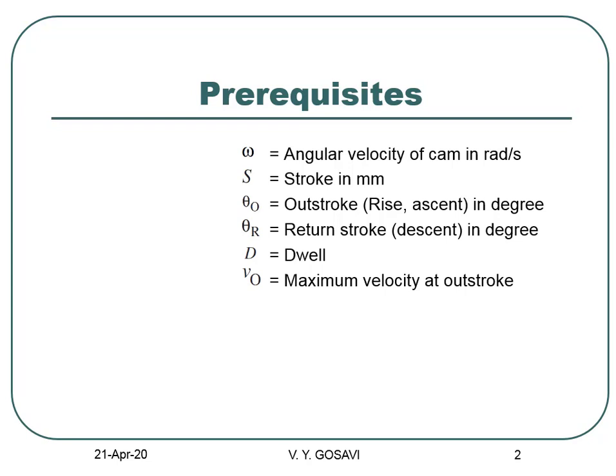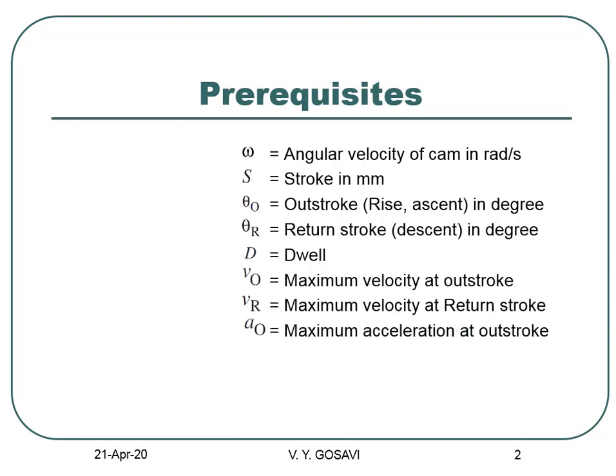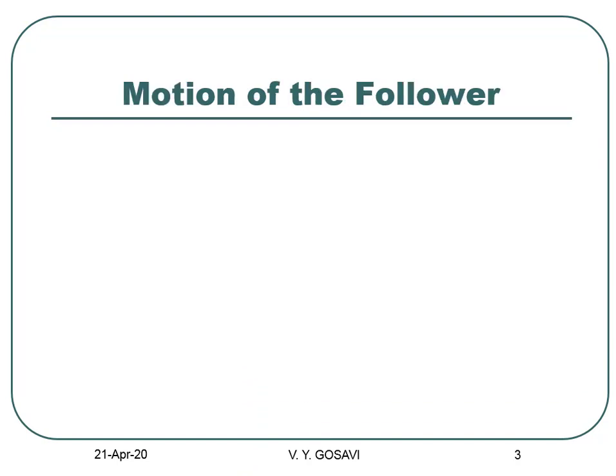VO is the velocity during outstroke. VR is the maximum velocity at return stroke. A suffix O is the maximum acceleration at outstroke, and A suffix R is the maximum acceleration at return stroke.